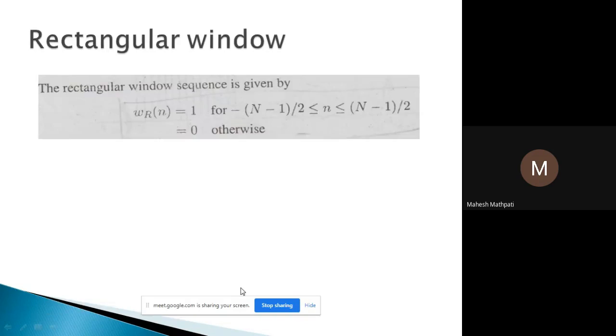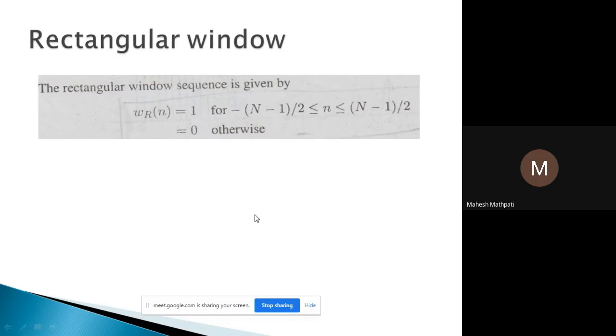Are you able to see the screen? Yes, sir. Now, this is the definition of rectangular window. What I am writing is omega r, where omega of n represents a window notation and R stands for rectangular. So omega r of n equals 1 for minus (N minus 1) by 2 less than or equal to n less than or equal to (N minus 1) by 2, and is 0 otherwise. This definition we have already seen.